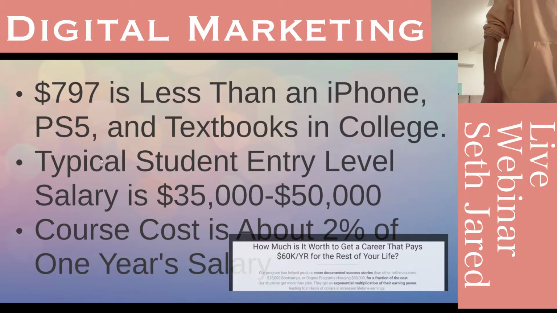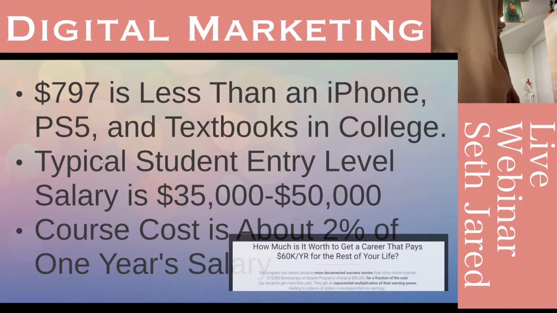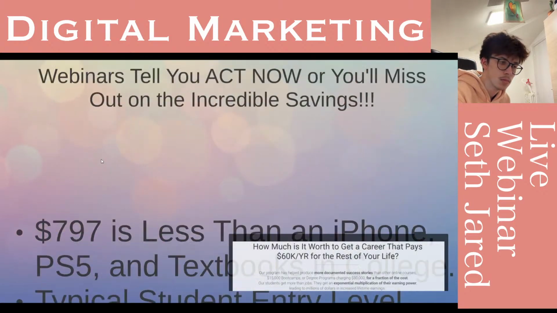So $797, just to give you some perspective, it's less than an iPhone, a PS5, and textbooks in college. Say a PS5 with a couple of games, and textbooks in college. The typical student entry-level salary I've mentioned is $35,000 on the very low end to about $50,000 or even $60,000. I saw Tito and some other students have gotten on the high end. So the course cost is like 1 to 2% of 1 year's salary. Remember, you're going to be making this higher level of income for the rest of your life, the rest of your career.